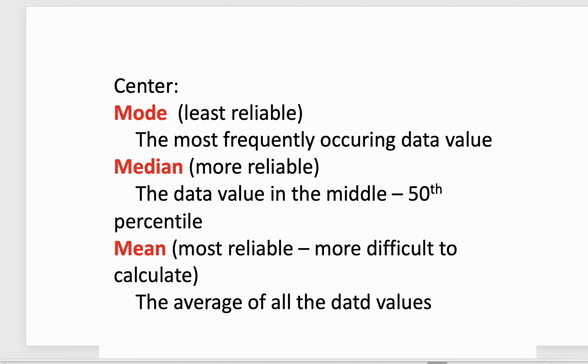To describe the center, there are three popular measures: the mode, which is the least reliable, and what it does is it counts the most frequently occurring data. It's the least reliable because it varies from sample to sample. The median is more reliable. It is the data value that's in the middle. It's the 50th percentile. It's a single number.